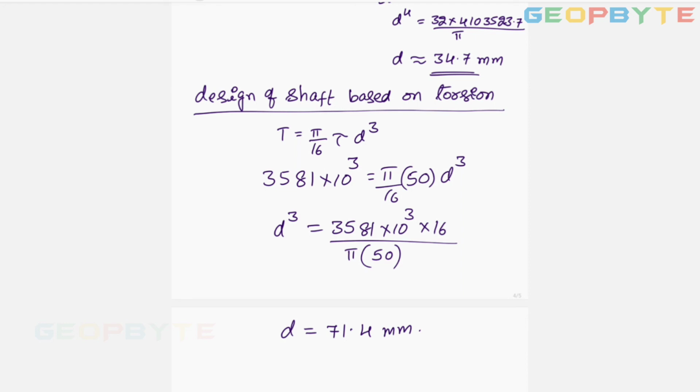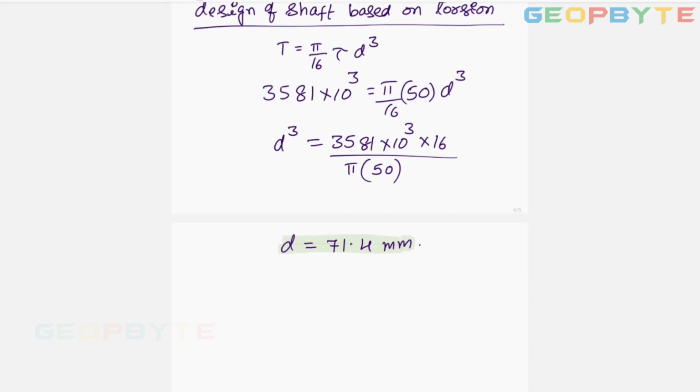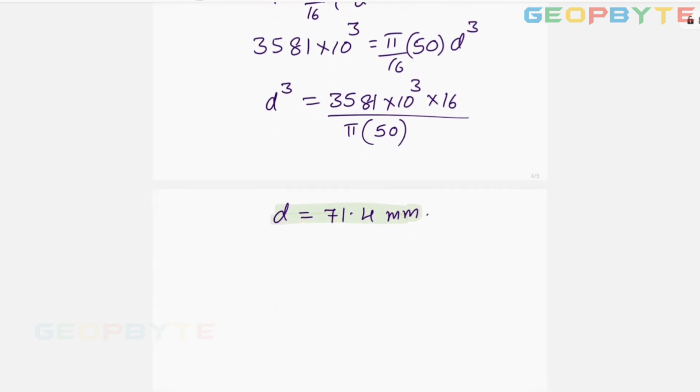Now you got two diameters. One diameter decided based on the rigidity is 34.7 mm. Another diameter decided based on the torsion is 71.4 mm. Dear students, remember you have to decide the required diameter based on the maximum value. That means you should select the greater of the two values.